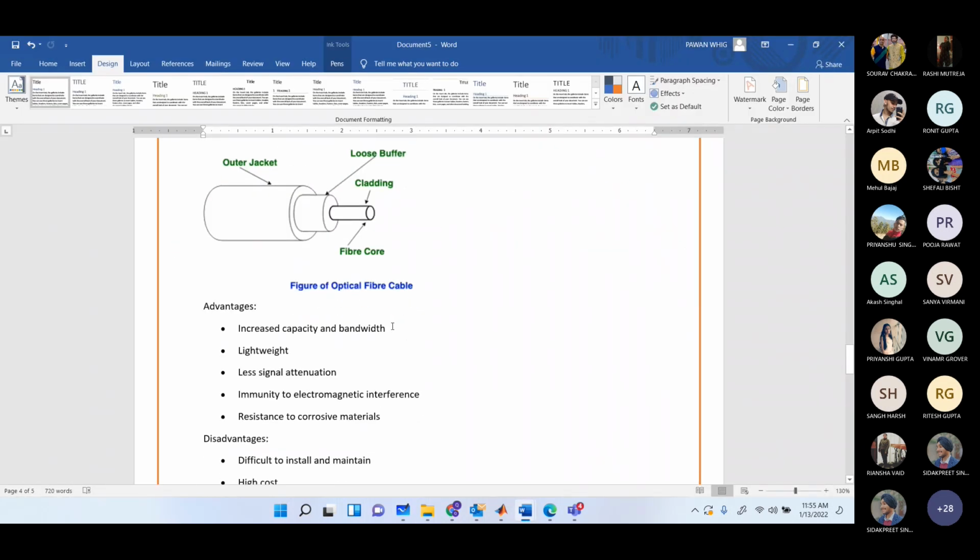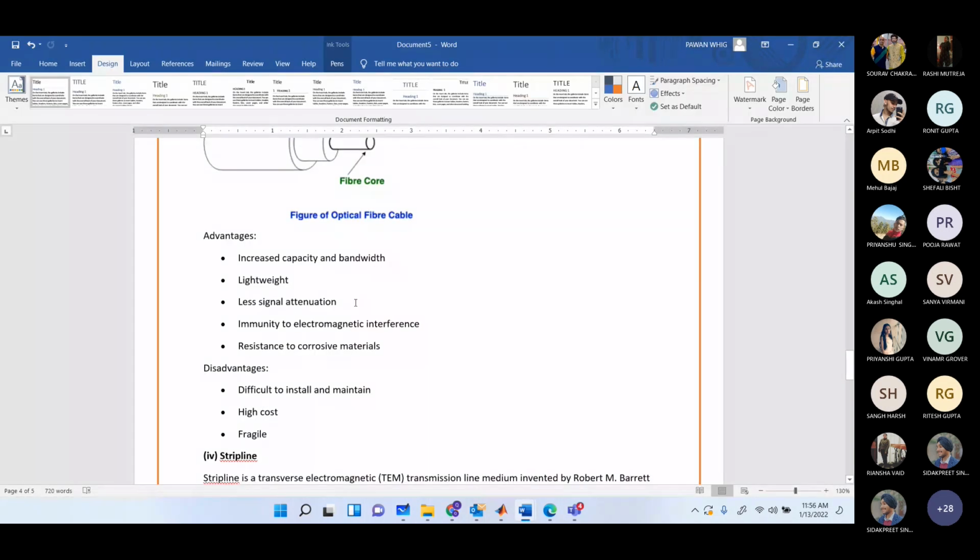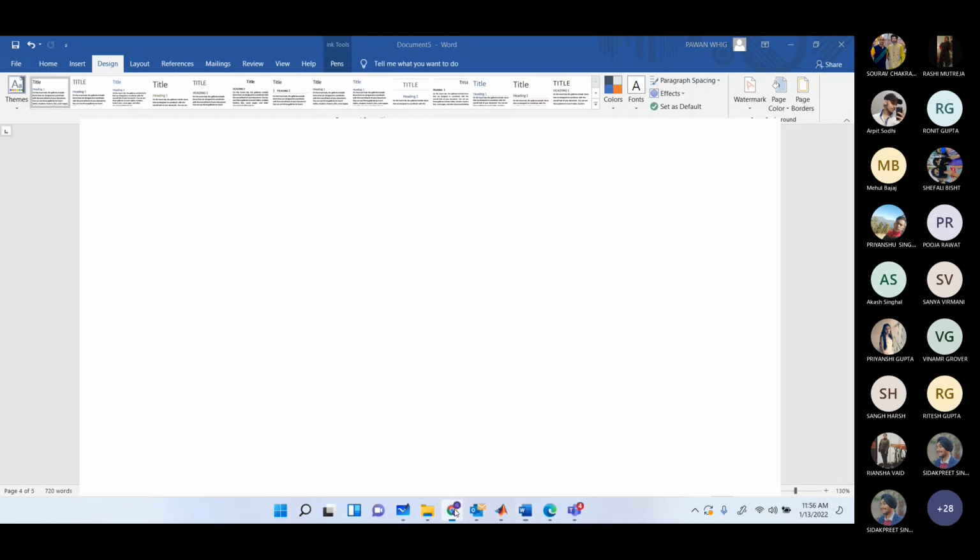And what are the various advantages we discuss here? The advantages are increased capacity and bandwidth, lightweight, less signal attenuation, immunity, and resistance to corrosive material. And the disadvantages are only that it is difficult to install, high cost, and fragile. This is very important.